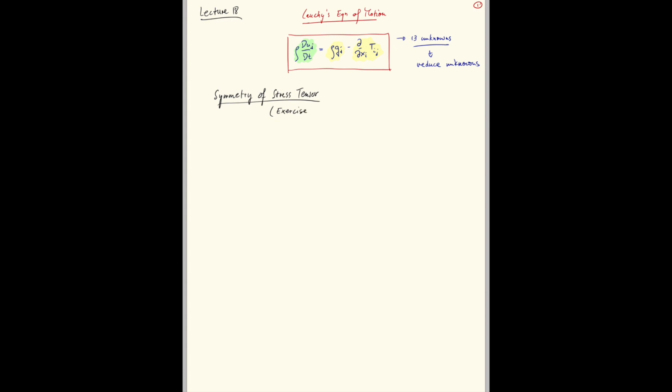Exercise 4.36. And that allows us to write Tij is equal to Tji.